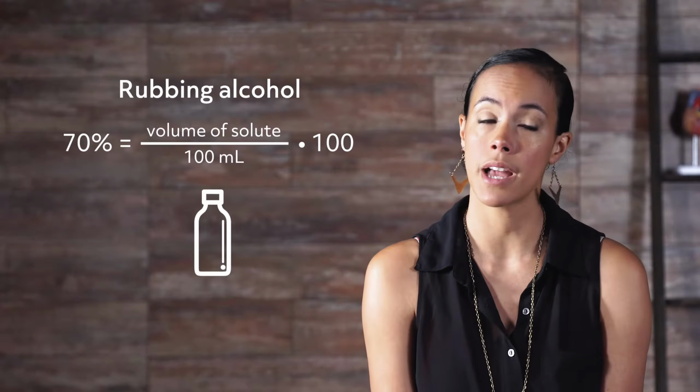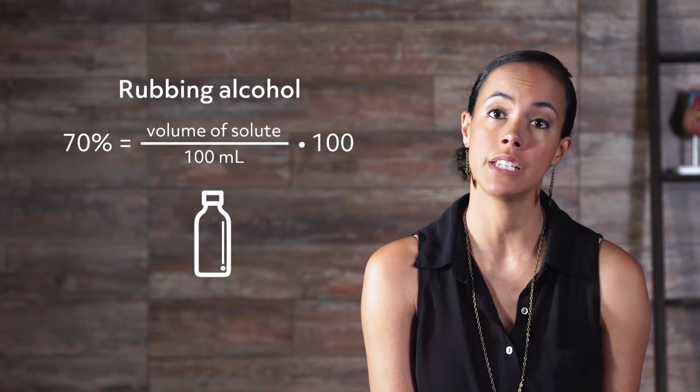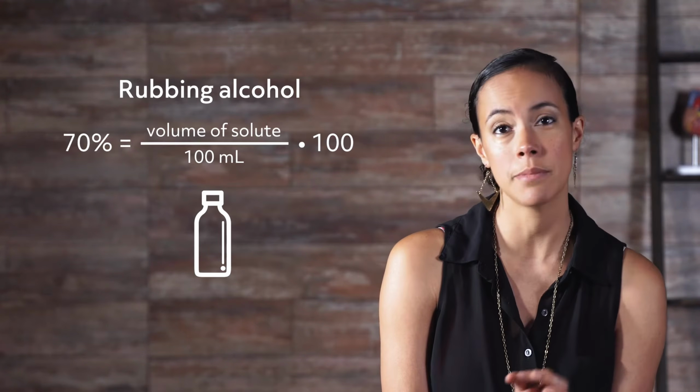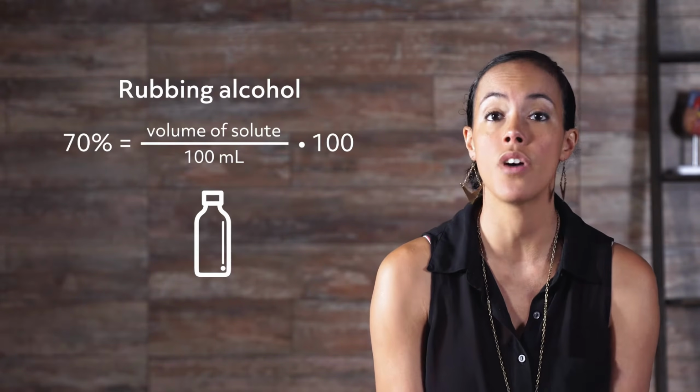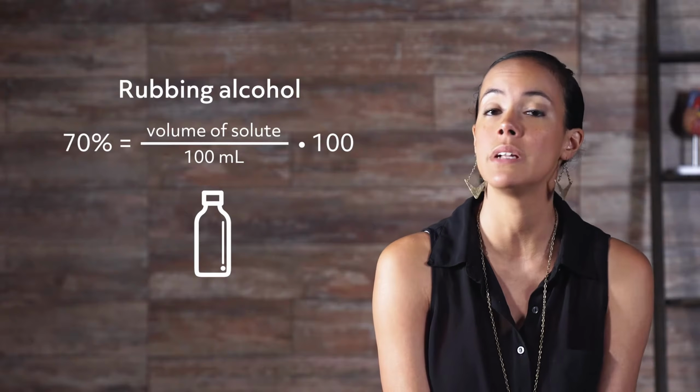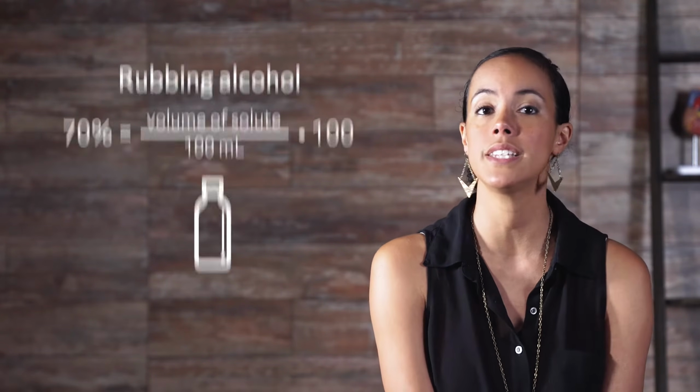So, returning to our rubbing alcohol, 70% V over V means that for every 100 milliliters of solution, there are 70 milliliters of the solute, isopropanol. 70% equals volume of solute over 100 milliliters times 100. Volume of solute equals 70 milliliters.